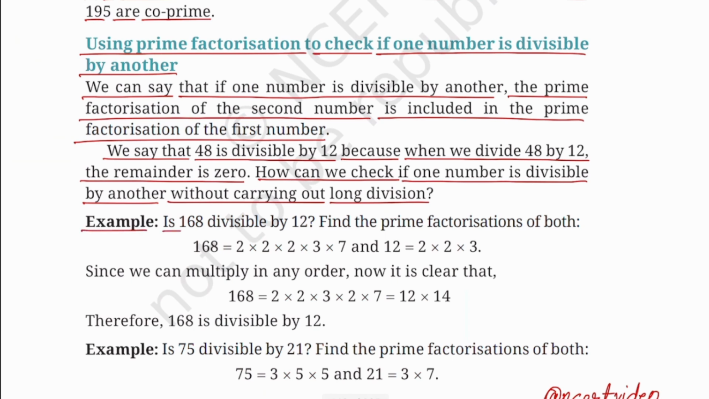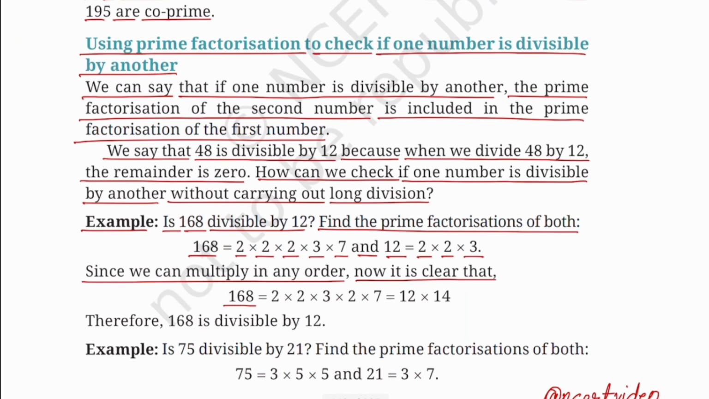Example: is 168 divisible by 12? Find the prime factorizations of both. 168 is equal to 2 into 2 into 2 into 3 into 7 and 12 is equal to 2 into 2 into 3. Since we can multiply in any order, now it is clear that 168 is equal to 2 into 2 into 3 into 2 into 7, that is 12 into 14. Therefore, 168 is divisible by 12.